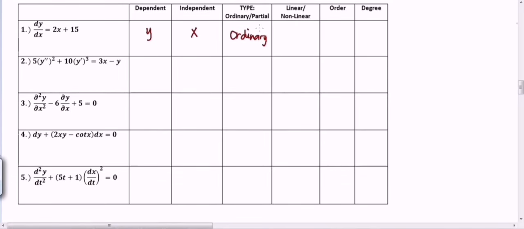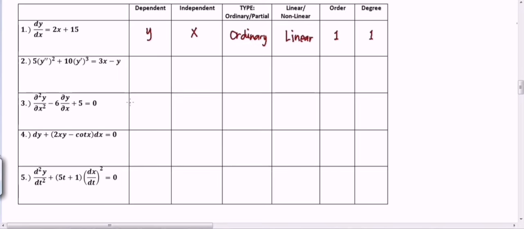Okay? Now, is it linear or non-linear? We saw that this is only raised to 1, guys. Therefore, this one is called linear. Okay? So, first the order. For the order of this, what is the highest derivative? The highest derivative is the first derivative, dy over dx. So, our highest is 1, the highest order derivative. Okay? As for the degree, the highest order derivative is raised to 1, so therefore, our degree is 1. Okay? Let's have number 2.